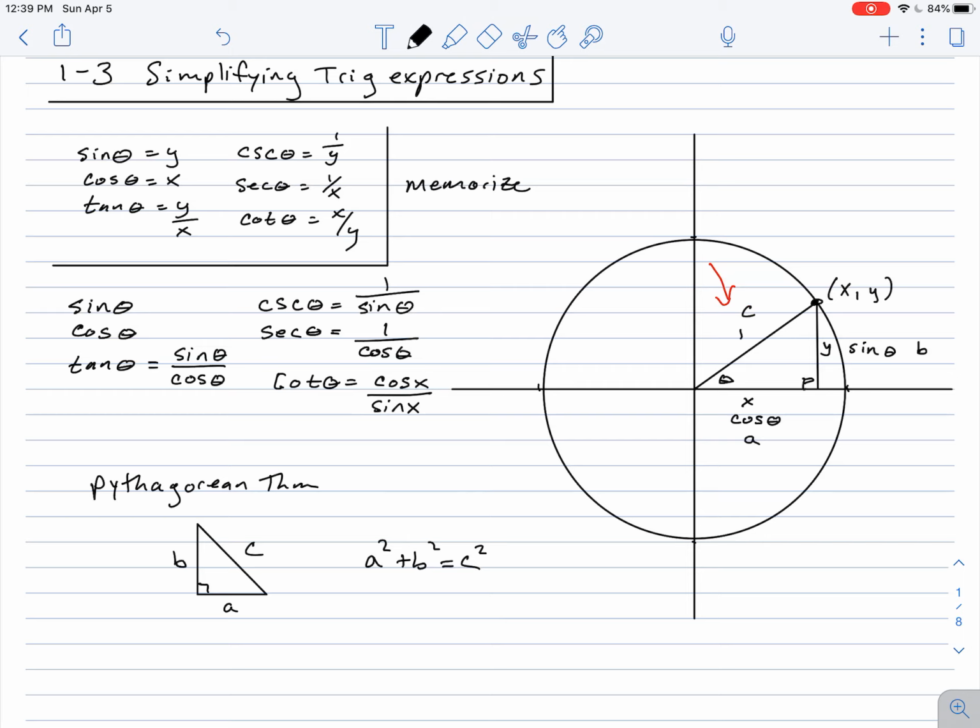So in terms of trig functions, I can write this triangle in the unit circle like this. A squared, which is my cosine side, plus B squared, which is sine, my sine side, equals the hypotenuse squared, and 1 squared is just 1. So this is the Pythagorean theorem for trig functions.